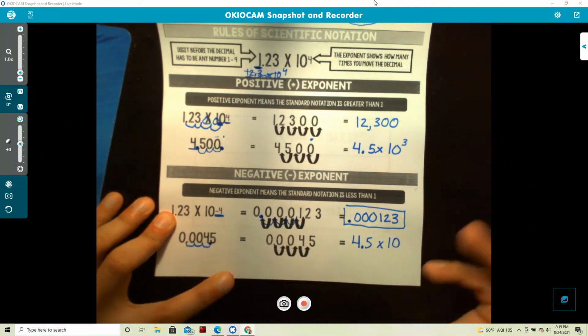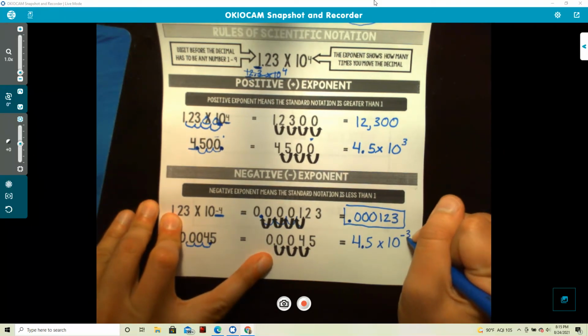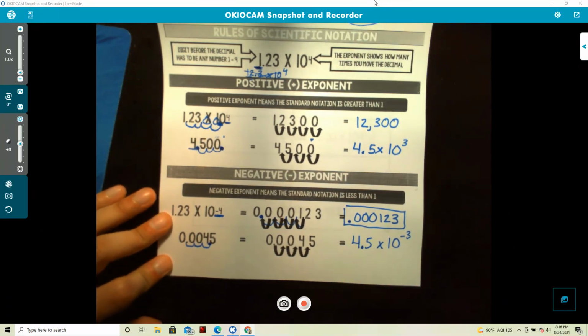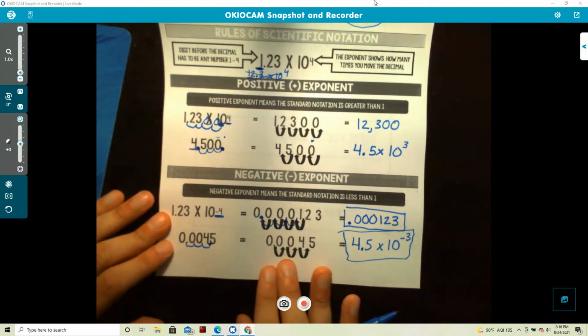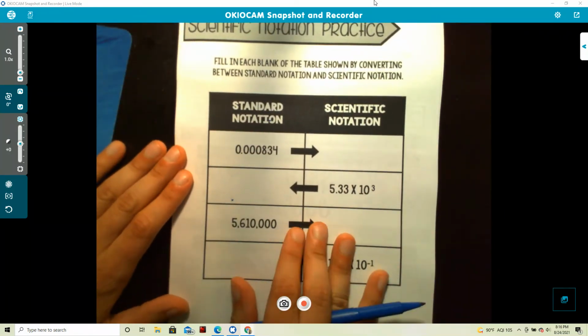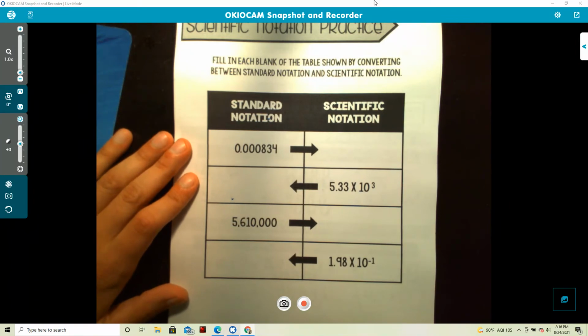times our base of 10. How many times did we move over? 1, 2, 3. So it'd be to the negative 3rd power. You can always type this in on your calculator too and see what it says. Kind of double check your answer. So that's your answer. All right, so I recommend you pause the video, try these on your own first, and then restart the video so that way you can check your work.